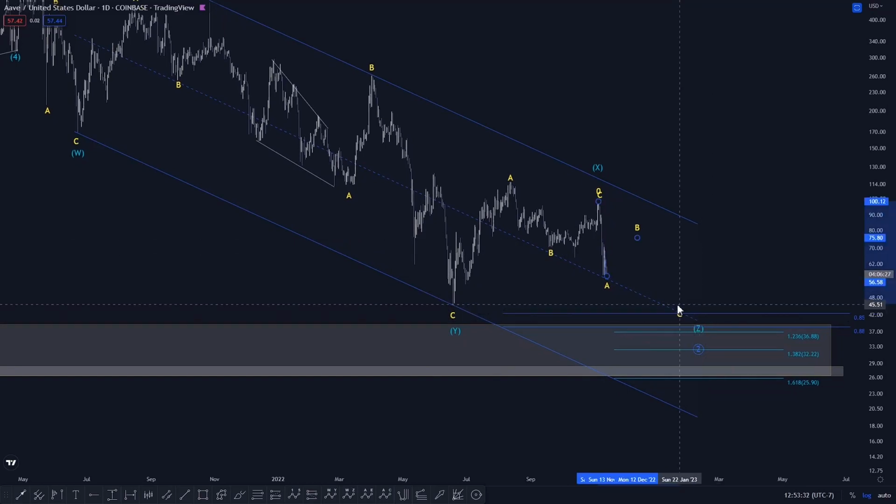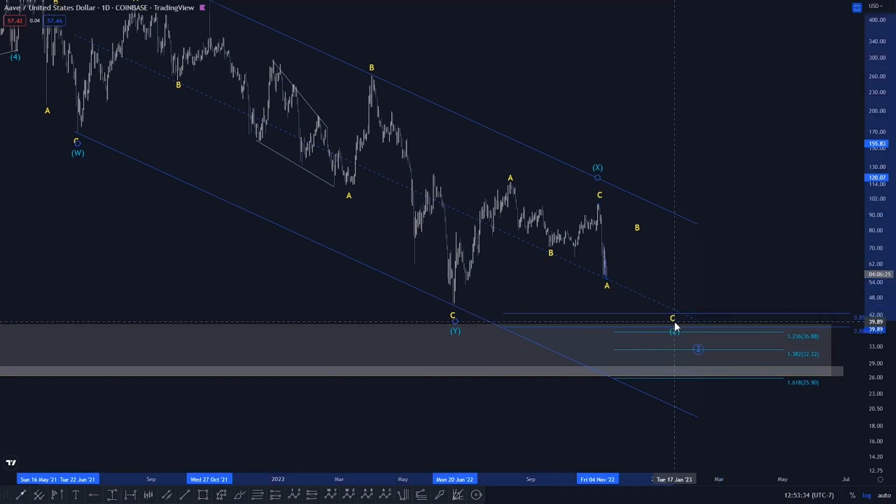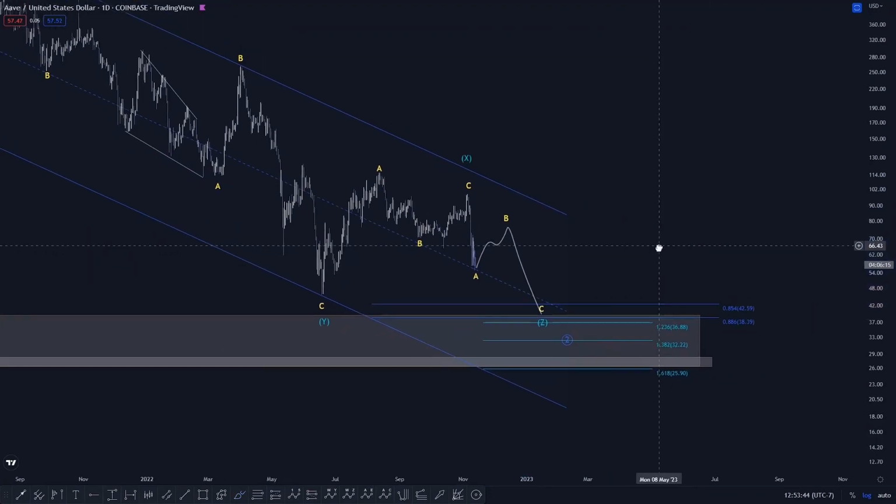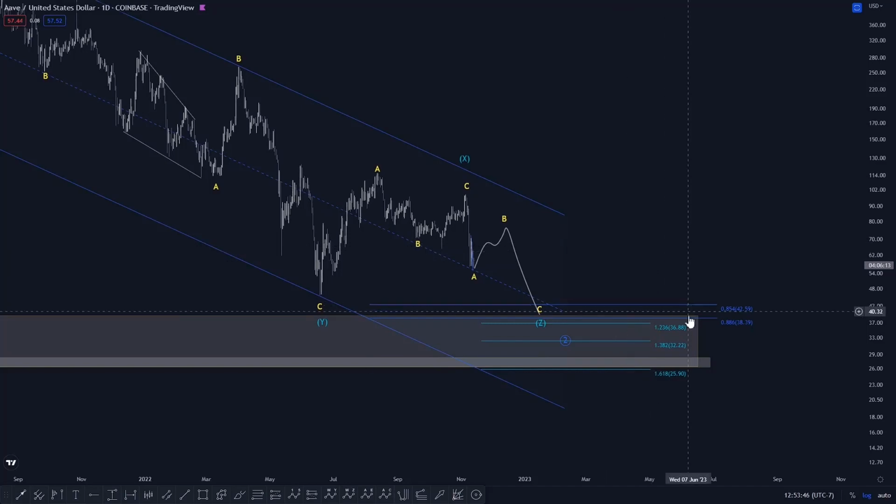Regardless, I do expect it. If this A leg was done, and we come up for this B leg, then I would expect this C leg to just bounce right off this weekly order block. It would be one of the deeper retracements and pretty much hit the 0.886. It would hit the 1.236, the first target zone for our Z.